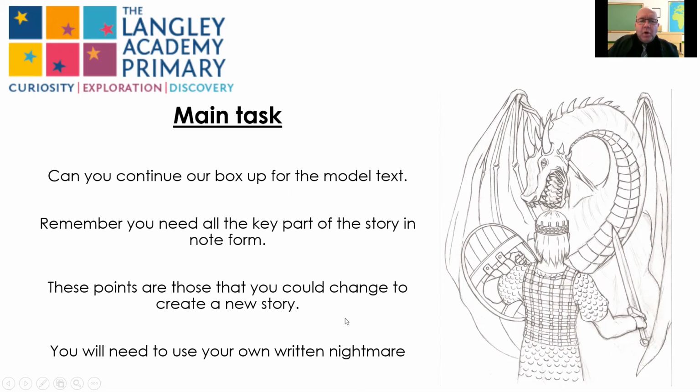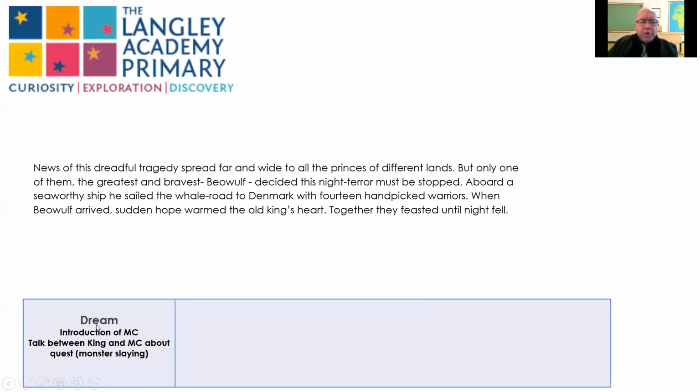So when we get to the nightmare box, that is going to be based on your piece of work from yesterday. Don't worry, I'm going to go through each bit of the story and explain. So the first one you're going to do, remember, anticipation you can copy. The first one you're going to do for yourself is the dream. So the introduction of our main character, the introduction of Beowulf, the conversation between the king and Beowulf about his quest, about slaying the monster.